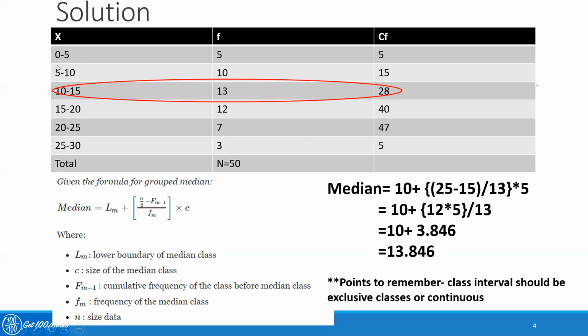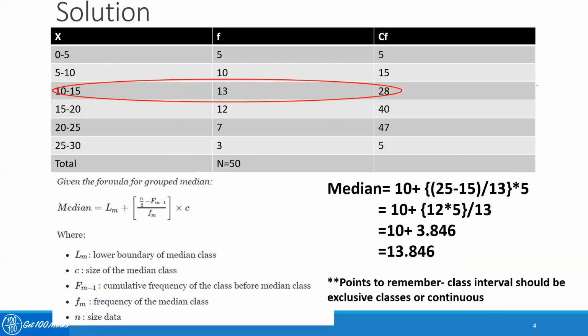Common width is nothing but the gap of each class interval, 0 to 5. So the common width is 5. After calculating, 10 plus 12 into 5 divided by 13, we are getting the value of median as 13.846. Here one thing you have to remember, how to calculate the median for an open-ended class.